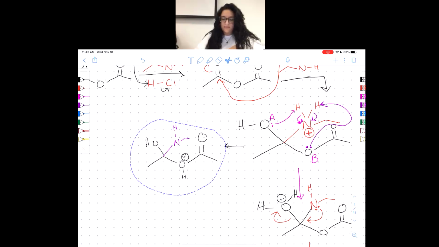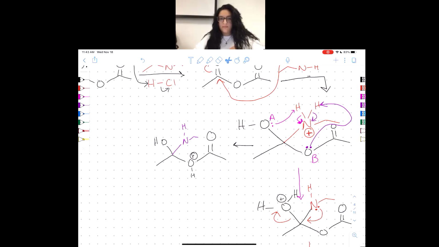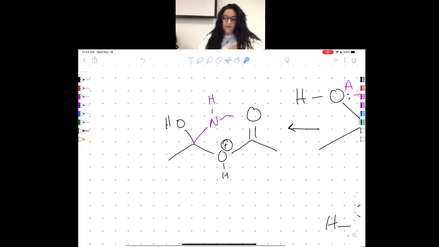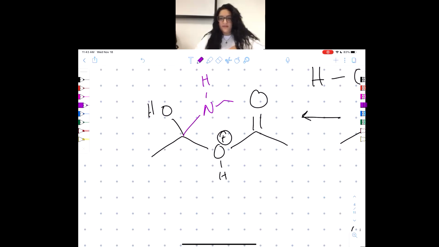What do you guys think? Now that we have the plus charge here, that can leave. Cool. So now we have to make another decision, right? We have two different heteroatoms that can donate electrons to form a double bond and kick off the leaving group. We have A or B. Who do you think is going to donate their electrons and reform the double bond? Nitrogen or oxygen?